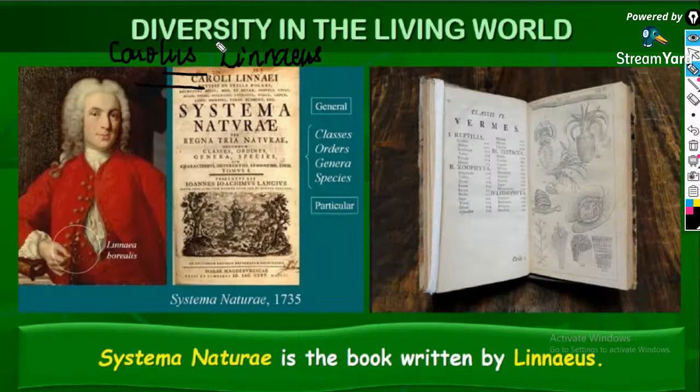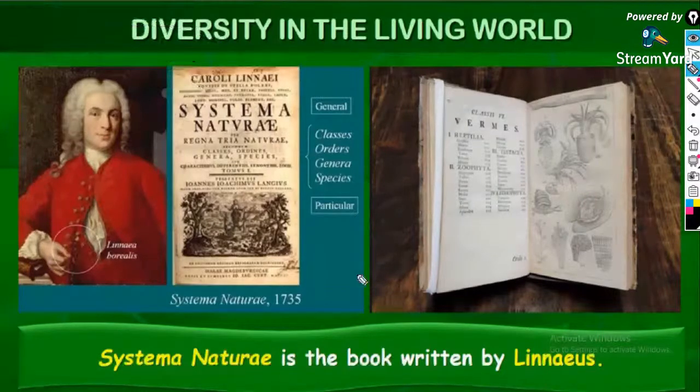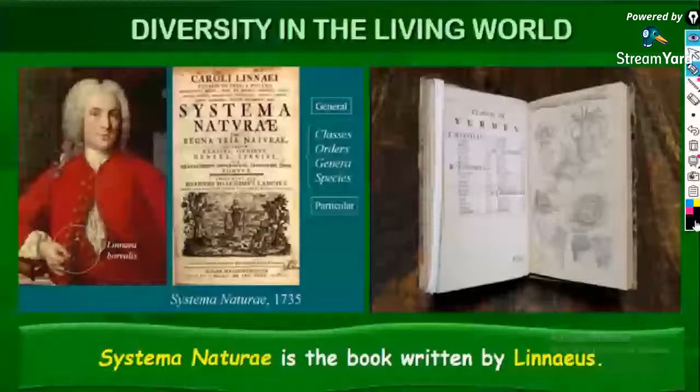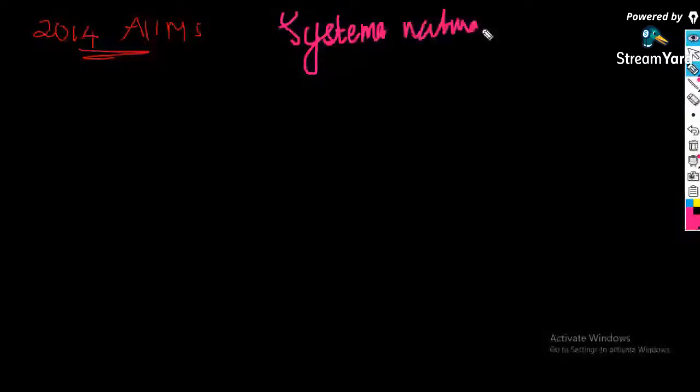Guys, look, I'll explain you something. For one exam, I think it was the 2014 AIIMS paper, I don't remember the year correctly. The question was: who wrote the book Systema Naturae? Name the person who wrote the book Systema Naturae. And the options were as follows.